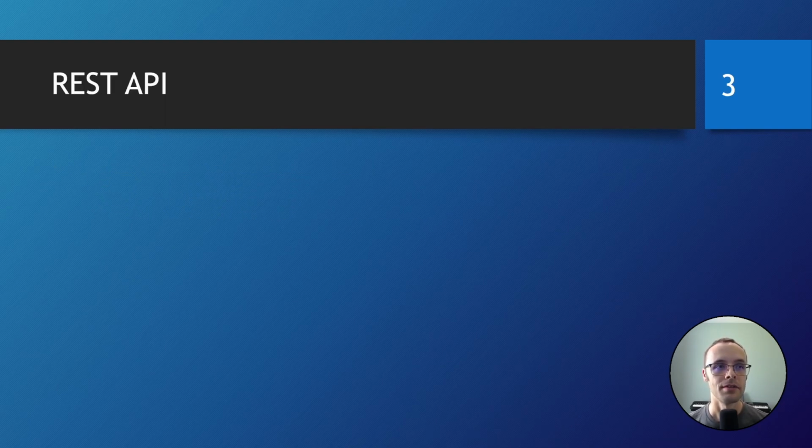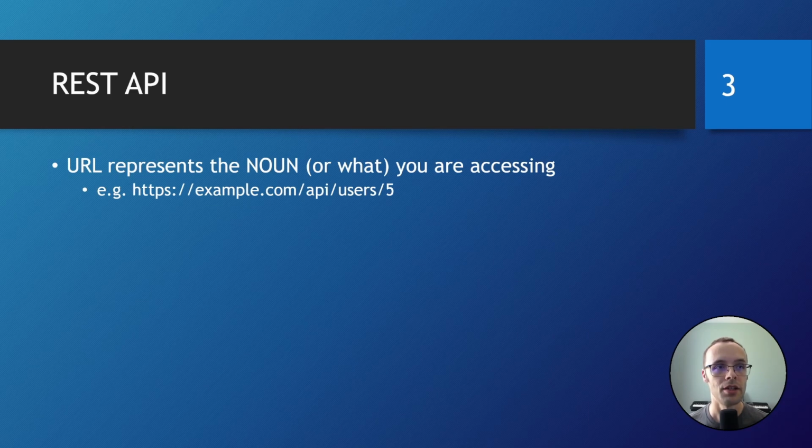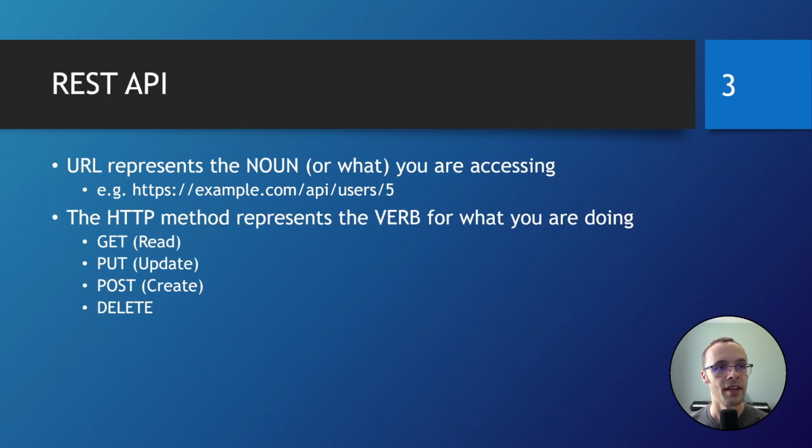So as a background, let's talk about REST APIs. REST is an architectural style for how clients talk to server resources, and a URL represents the noun or what you are accessing. For this example, we have example.com/api/users, and the ID that's passed is 5. So within the user collection, we are saying we want the user entity with the ID of 5.